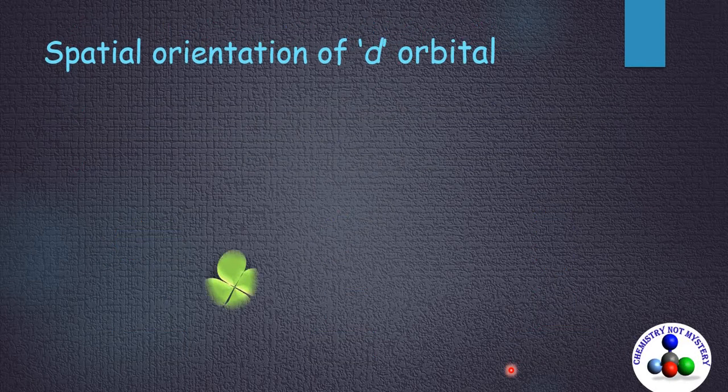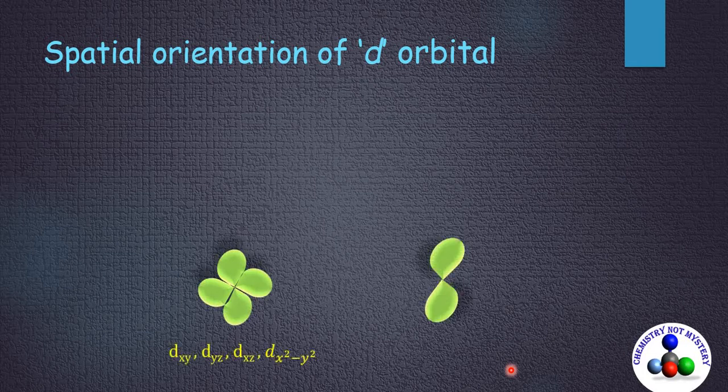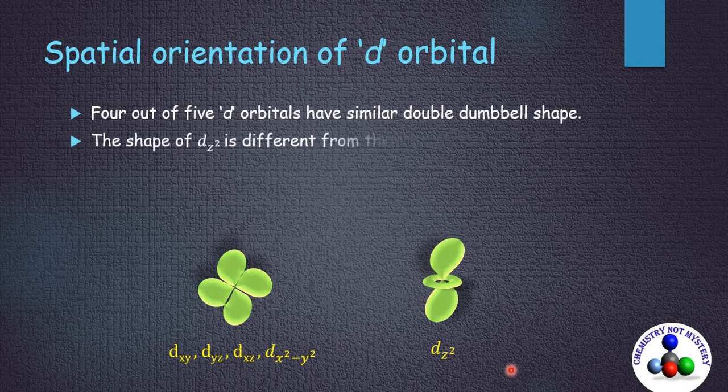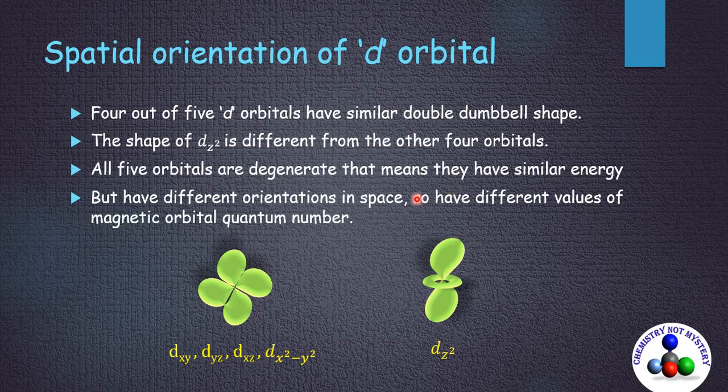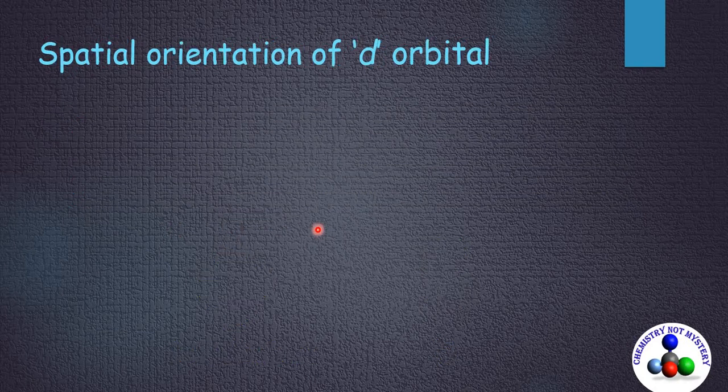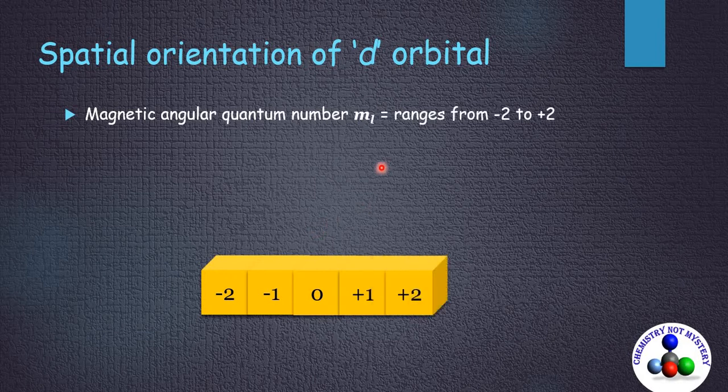4 out of 5 d orbitals have a similar double dumbbell shape. The shape of dz square is different from the other 4 orbitals. All 5 orbitals are degenerate, that means they have similar energy, but have different orientations in space, so have different values of magnetic orbital quantum number. The value of azimuthal quantum number is 2 for d, so the value of magnetic orbital quantum number ranges from -2 to +2.